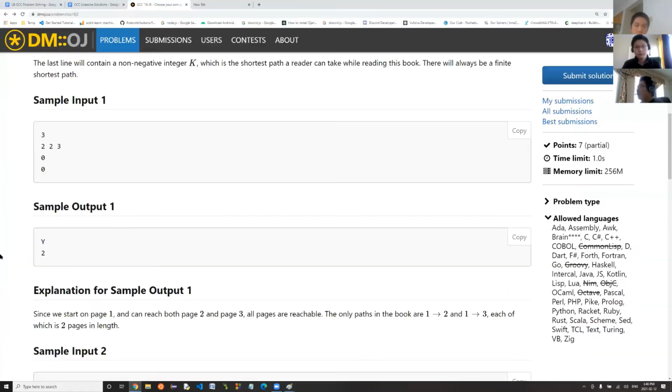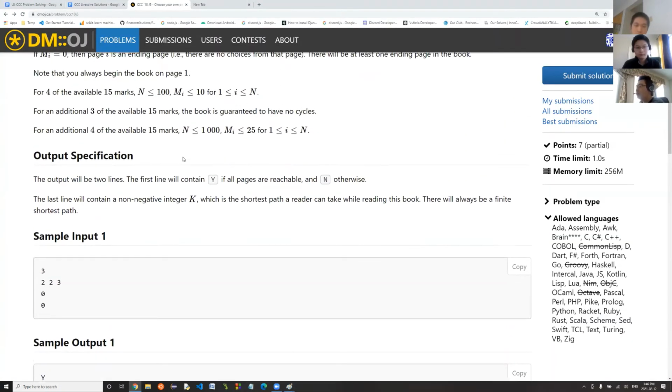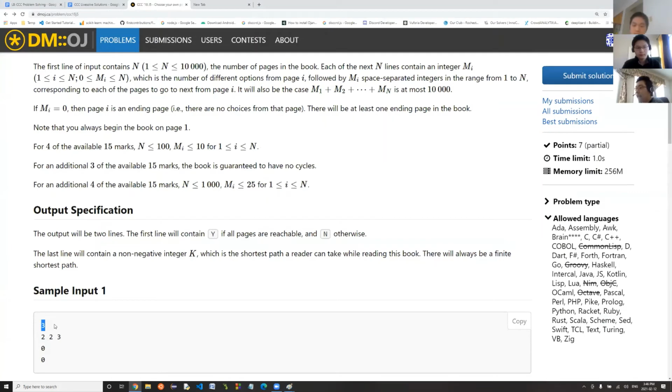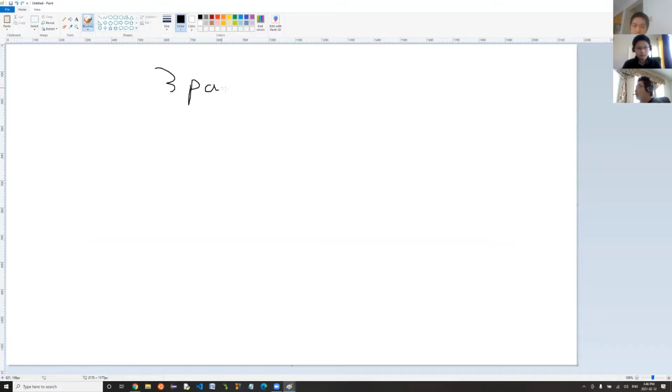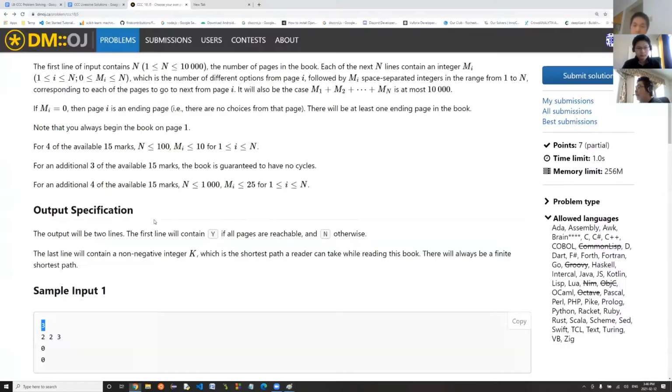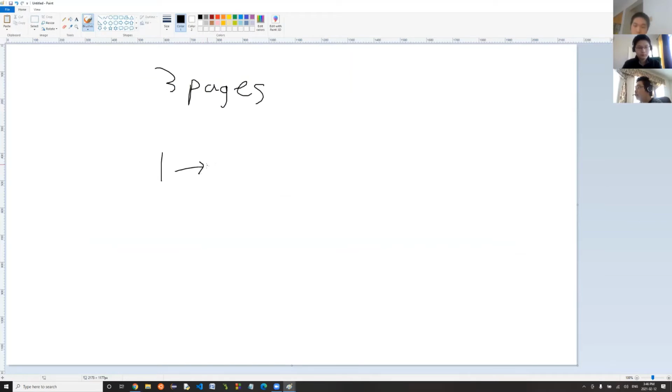So let's look at a sample input, and we have 2, 2. So this tells you that N is equal to 3. So there's three pages, right? And then what it also tells you is that from page 1, you can go to 2 pages. You can go to 2 or 3, right? So from 1, you can go to 2 or 3.